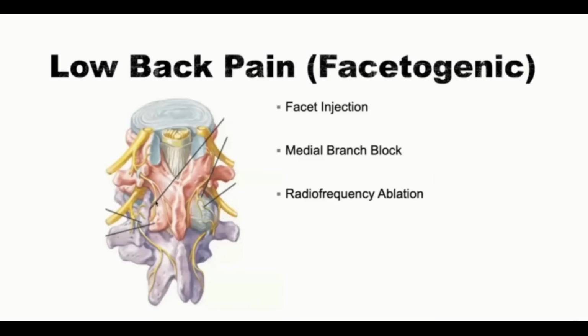Each of these joints has a sensory nerve that innervates the joint capsule. Its general purpose in life is to tell you that you have an arthritic facet joint. It doesn't provide much proprioception or motor function. So what if we block it or ablate it? That might help, and that's something that's a reasonable solution for these patients.